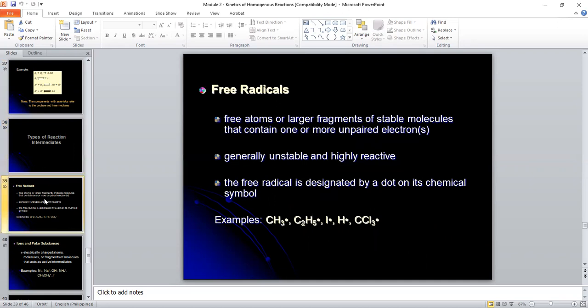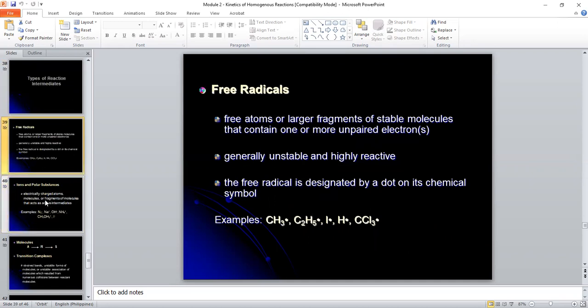So the first type of reaction intermediates are what we call the free radicals. These are free atoms or larger fragments of stable molecules that contain one or more unpaired electrons. They are generally very unstable and highly reactive, and as such they are considered intermediates because once they are formed, they react right away. So at any particular time, the amount present is negligible.